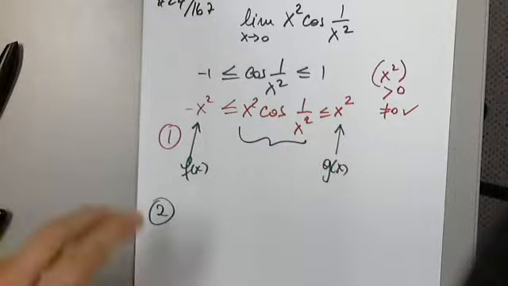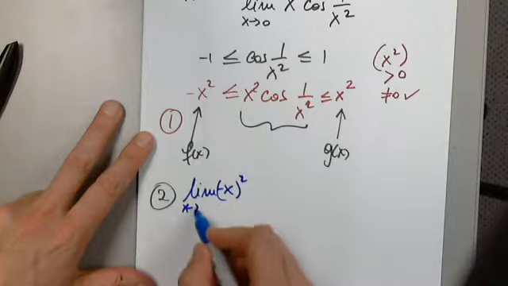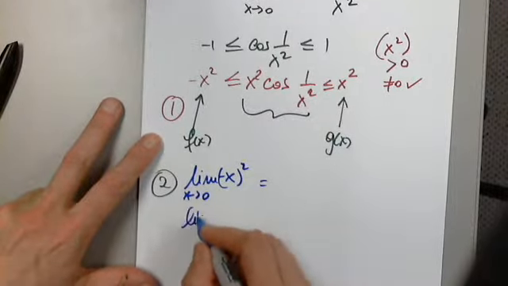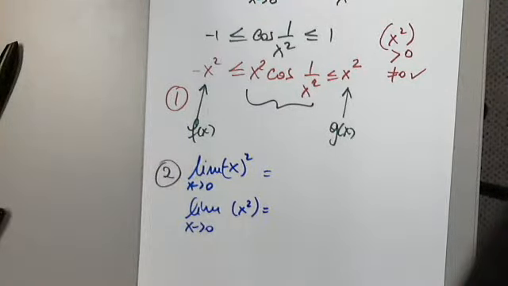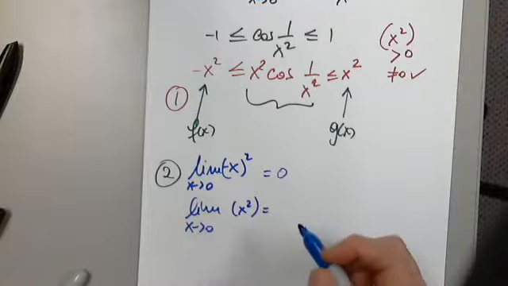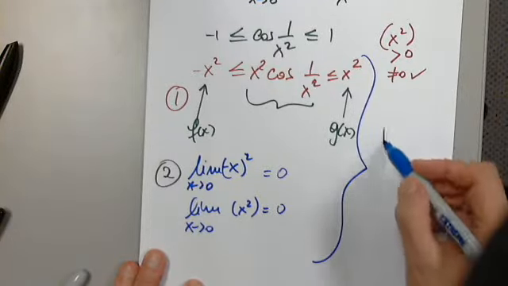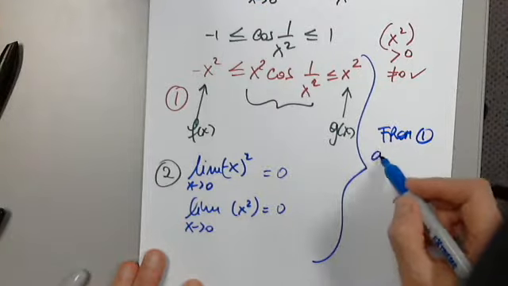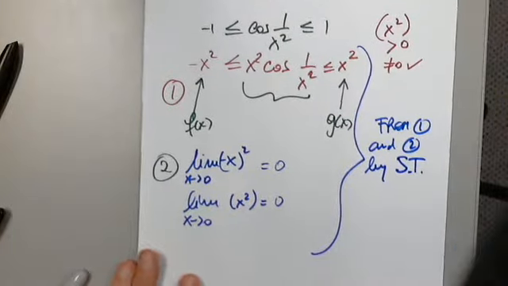I'm going to find the limit of f of x and g of x. Very good. What is the limit of f when x approaches 0 from either side? 0. Very good. What is the limit of g as x approaches 0 from either side? It's also 0. Good. So now from 1 and 2, by the squeeze theorem, what do I conclude?